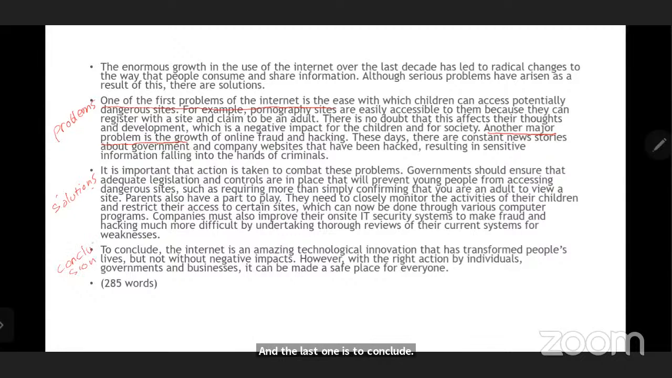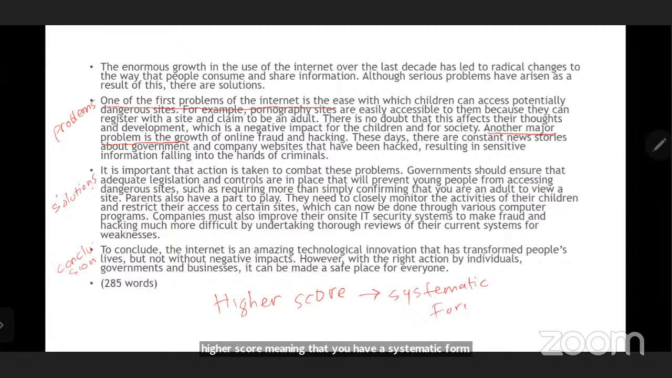Okay, so you have to write in this systematic format so that it will be easier for the examiner to grade you and you will get a higher score. Higher IELTS score meaning that you have systematic format or clean format for your paragraphs. This one is intro. Okay.